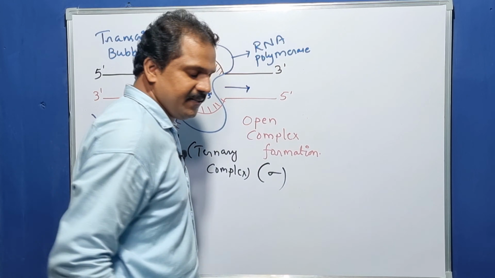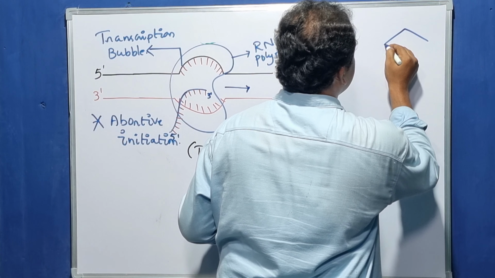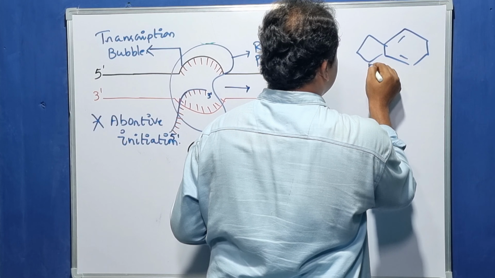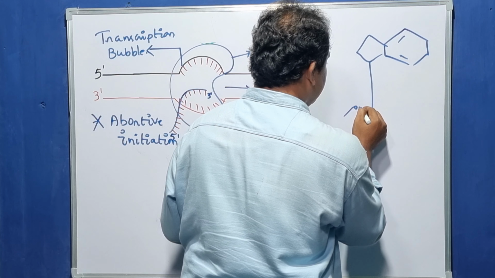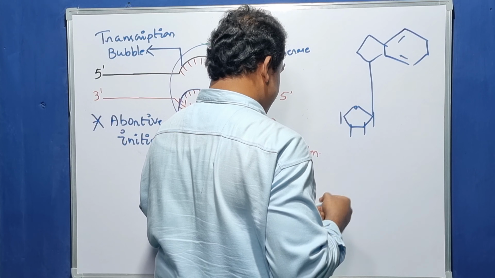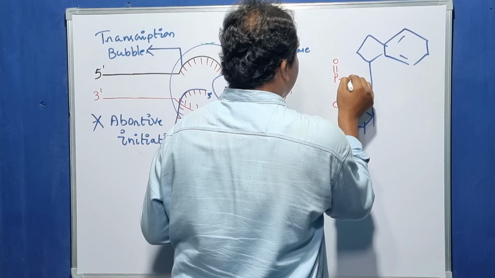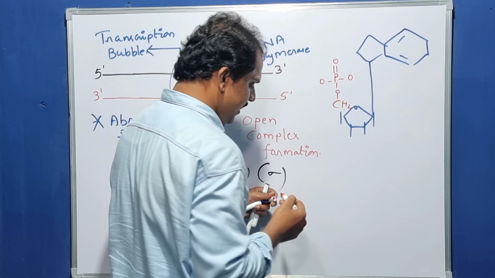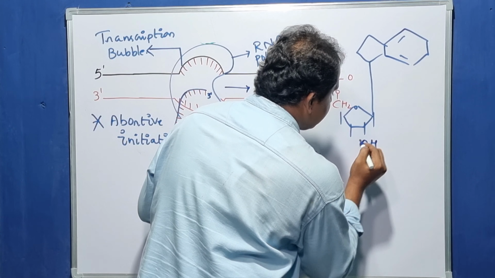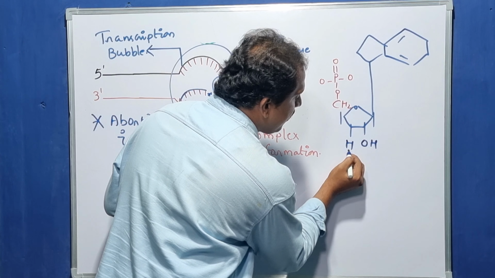So let me present it here. Here it is the purine ring. And here it is the ribose sugar. And here it is the CH2 group. And it is the phosphate moiety. So here there is a hydroxyl group at the second position, and at the third position, instead of having a hydroxyl group, there is only one hydrogen atom.